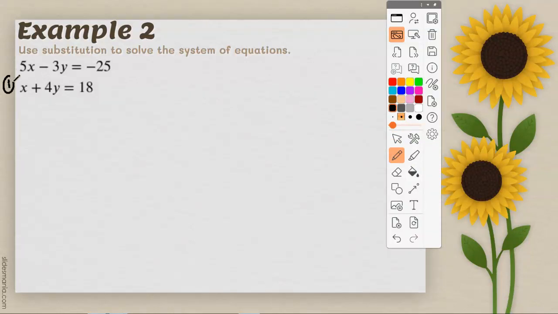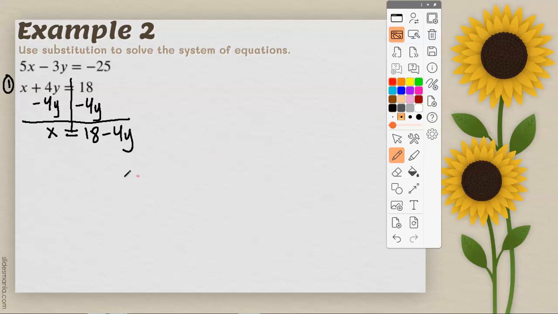So if you take a look at this equation right here, you have an x by itself, except for this 4y. So what I'm going to do is I am going to solve for x. I'm simply going to take the 4y and move it to the other side. Now remember, 18 and 4y are not like terms, so I'm just going to stick them next to each other. All I'm doing is rearranging it so that I have an equation that I can actually substitute with.